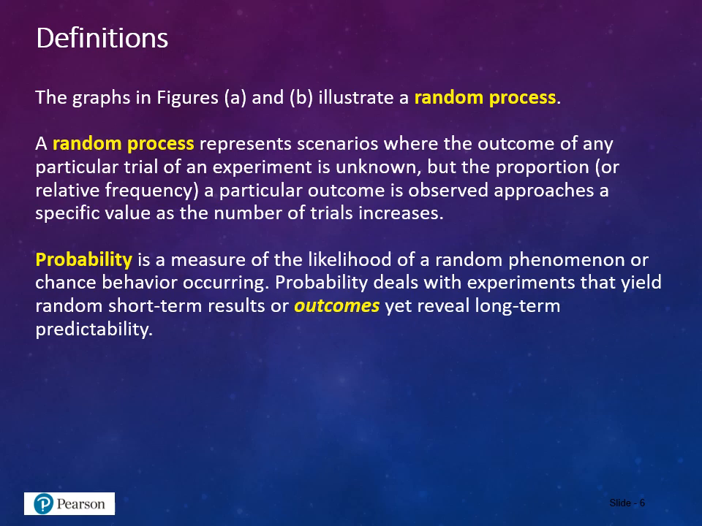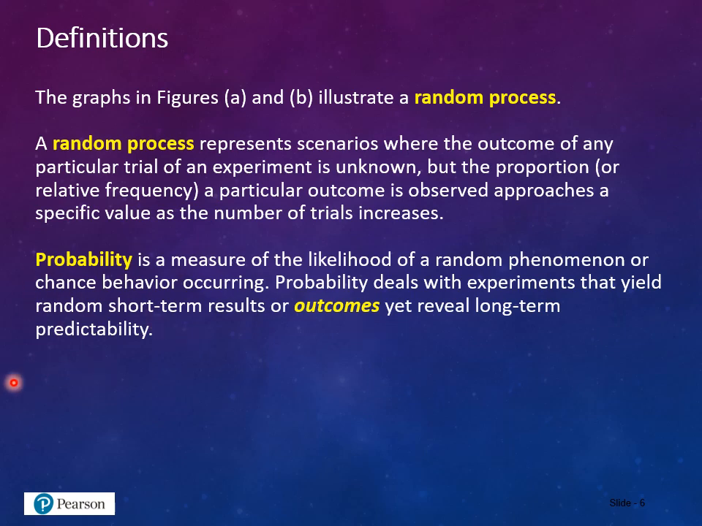So maybe in the first 5 flips, we get all heads. Well, so those are the outcomes, right? Those are the outcomes. But the probability of throwing a head is something different, okay? So we have random short-term results, like after 5 flips, we had 5 heads, but when we do 100 or more, then you get to the predictability.